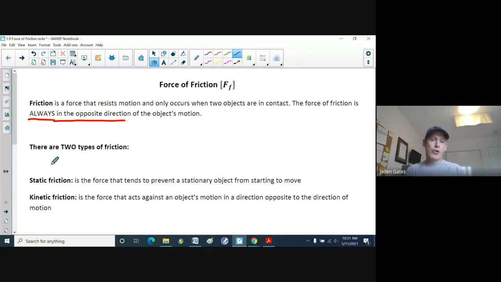Now there are two types of friction. There is static friction, and that is the force that tends to prevent a stationary object from moving. And then there's kinetic friction. Now that word kinetic is going to show up a lot in the next couple of weeks. It's a Greek word that refers to motion, and so kinetic friction is the force that acts against an object's motion in, again, a direction that is opposite to that of motion. So essentially, you've got static friction when something isn't moving, kinetic friction when something is moving.